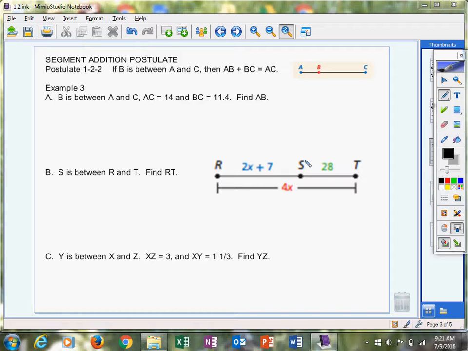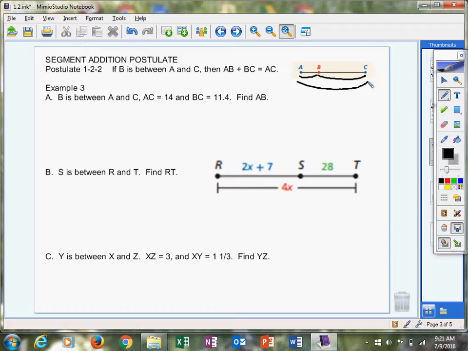Okay? Now hopefully that's making a little bit of sense. That's our segment addition postulate. This piece right here plus this piece equals the whole piece. And that's true. I hope you're visualizing that, and that's easy for you. So let's look at example 3.